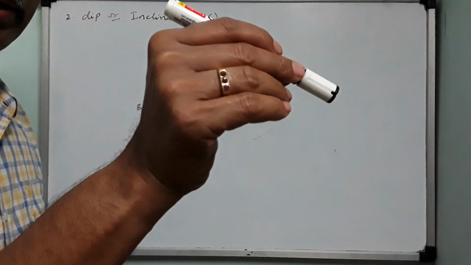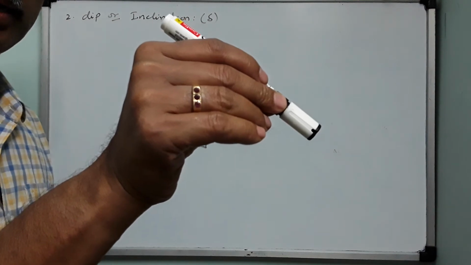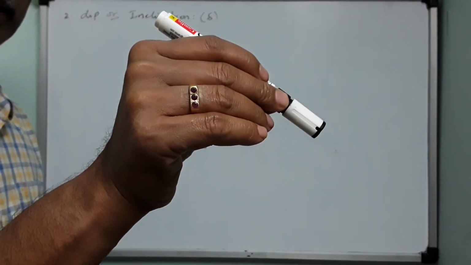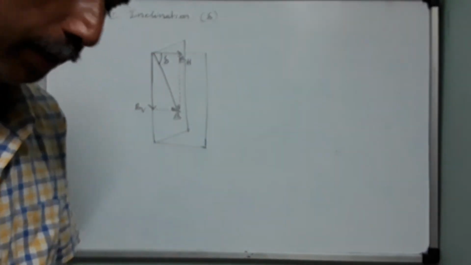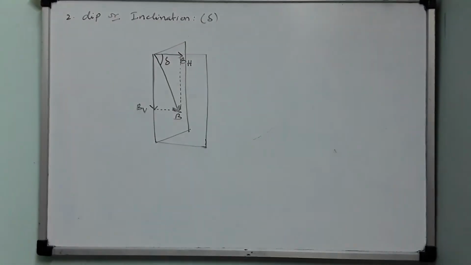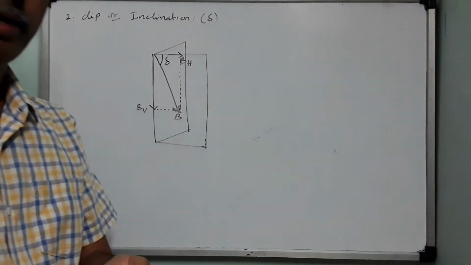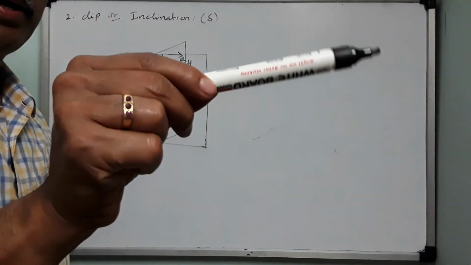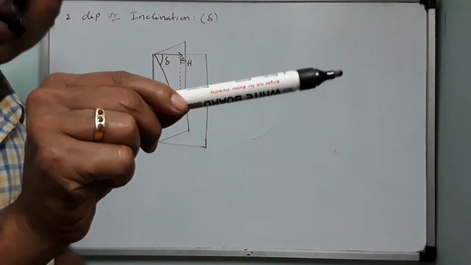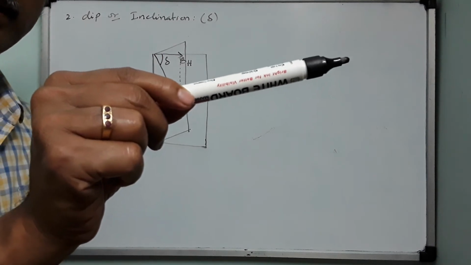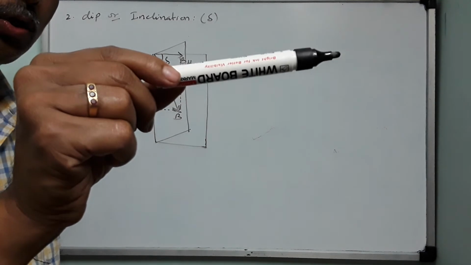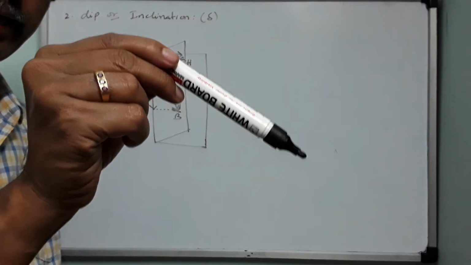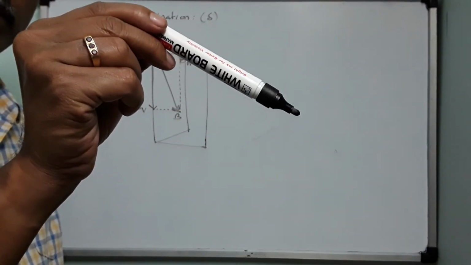A dip needle measures the total magnetic field of the Earth, whereas your compass needle will measure only the horizontal component. I repeat this. Your compass shows the horizontal component of the Earth's magnetic field, whereas your dip needle will show the total magnetic field. This is a dip needle. It is dipping. Now it will show the total magnetic field.